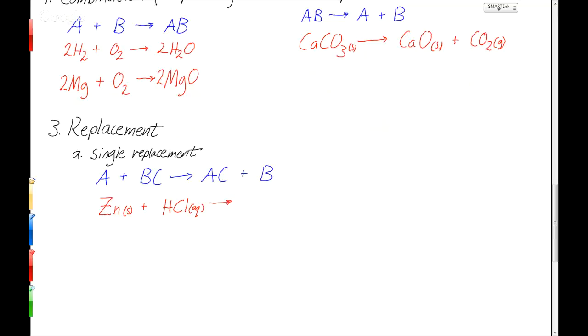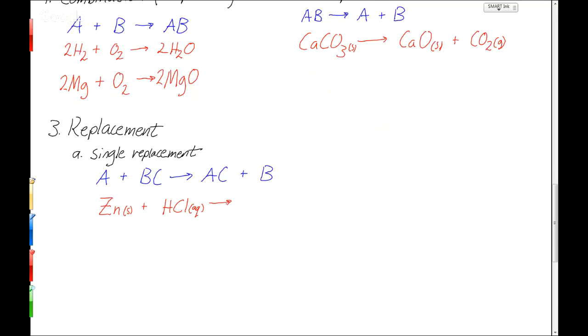Okay, so before we draw the products, let's look at what's happening here. Zinc is by itself, that's this A, and then HCl is the compound, the BC. So we would expect the zinc to end up with one of those, H or Cl, and the other one to end up on its own. So what do you think the zinc is going to end up with, the H or the Cl? The Cl, that's right. Why? How'd you know? Or was it just a guess? Because hydrogen's a gas. Yeah, so that could be a way for this reaction to go forward.